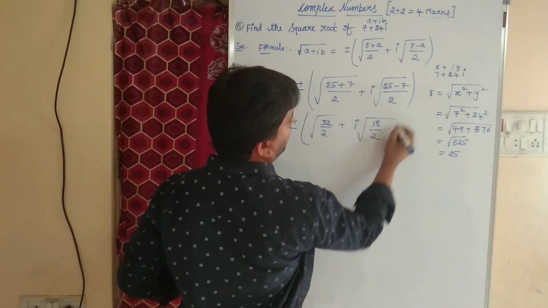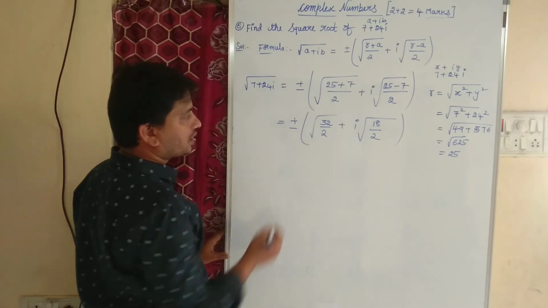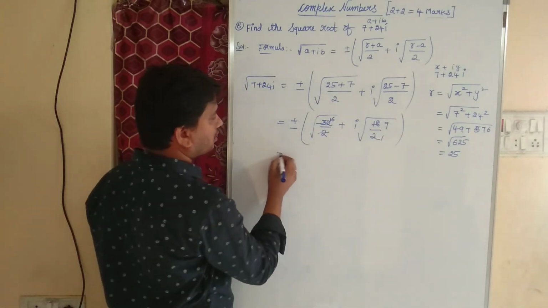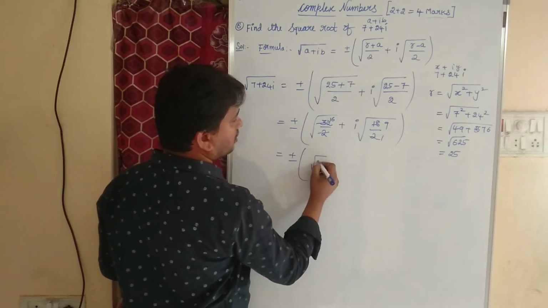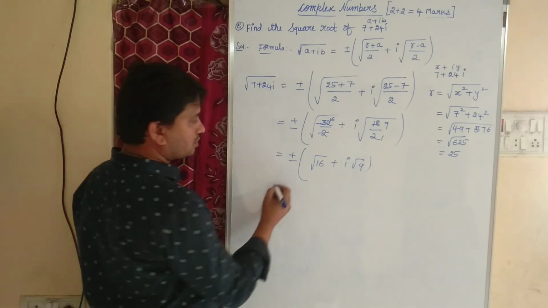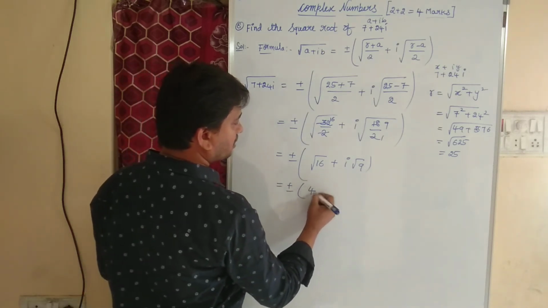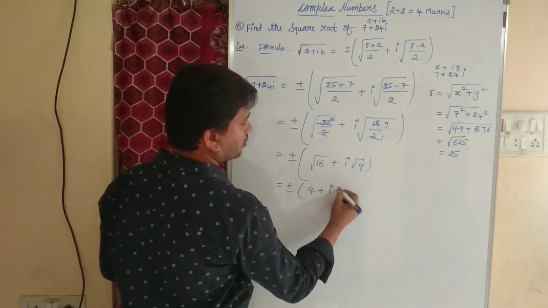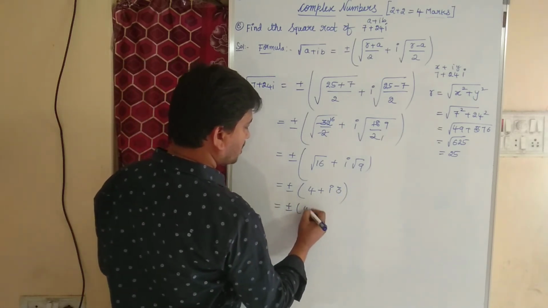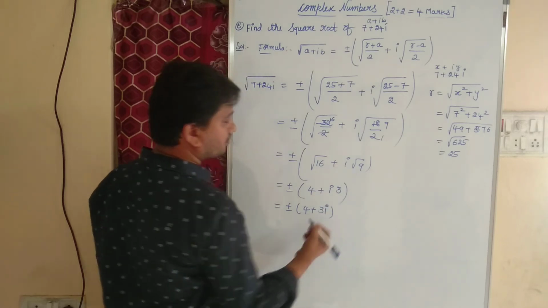So children, 32 by 2 is 16, and 18 by 2 is 9, which is equal to plus or minus root 16 plus i into root 9. So plus or minus root 16 means 4 plus i into root 9 means 3. So the answer is what? Plus or minus 4 plus 3i.